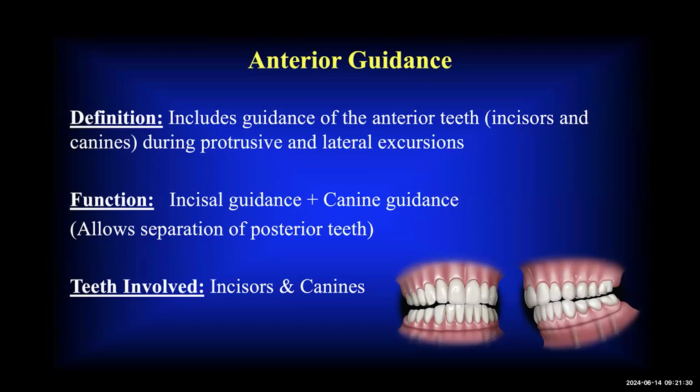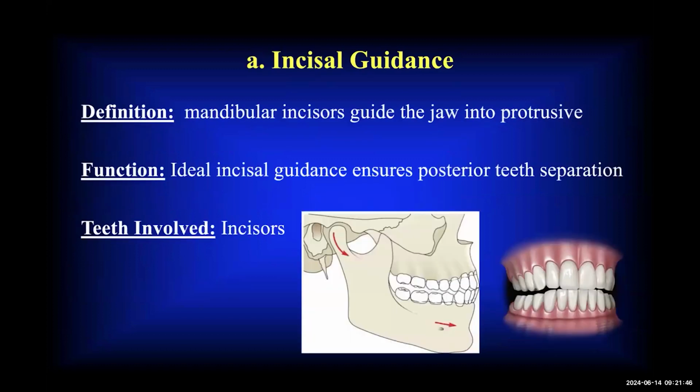Now, the reason most commonly in a natural dentition that we have guidance is to separate the posterior teeth. That is the goal. So with anterior guidance, how do we separate the posterior teeth? With the incisors and the canines of the mandible. So let's first look at incisal guidance.